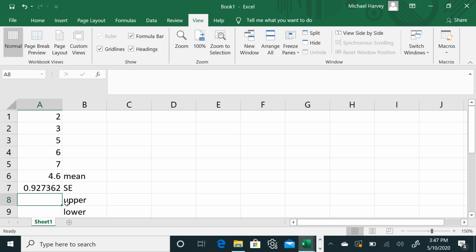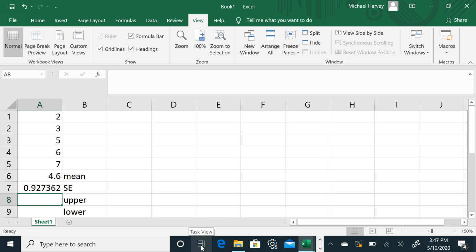So now, to get the upper and lower confidence intervals, we are going to have to find out what the critical value is. Since we're working with a single sample, we lose 1 degree of freedom. The degrees of freedom is n minus 1, because we're estimating a single standard deviation here.